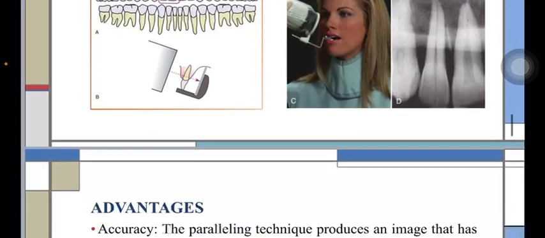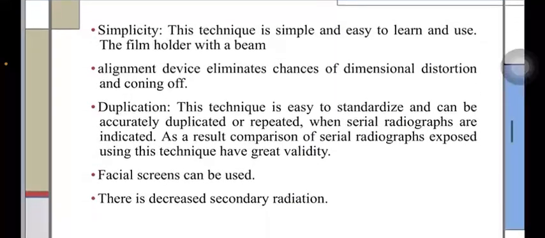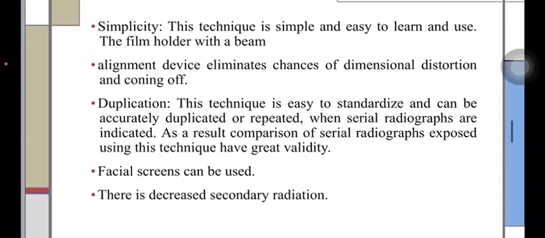Advantages are accuracy. The radiographic image is free from distortion with maximum detail and definition, and there is no overlapping of related structures as seen in the bisecting angle technique, that is the shadow of the zygomatic bone. Simplicity of the technique. It is easy to learn and use. The alignment device eliminates chances of dimension distortion, and duplication is easy in these cases. And there is a decrease in secondary radiation.